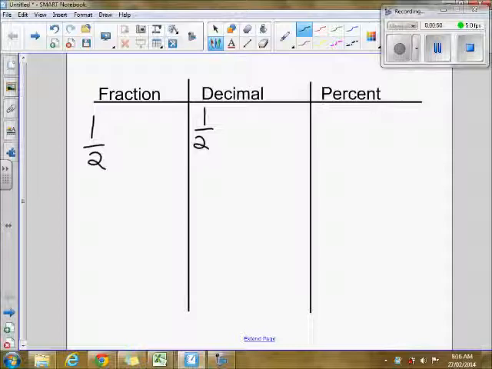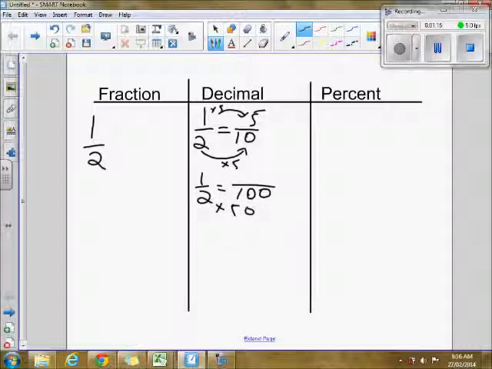Now decimals operate on tenths, hundredths, thousandths, so let's try tenths first here. If I take my 2 here and multiply it by 5, that will give me my 10. Then I would do the same to the top, which gives me 5. If I do the same with hundredths, out of 100, I times the bottom by 50, times the top by 50, it will give me 50 out of 100.